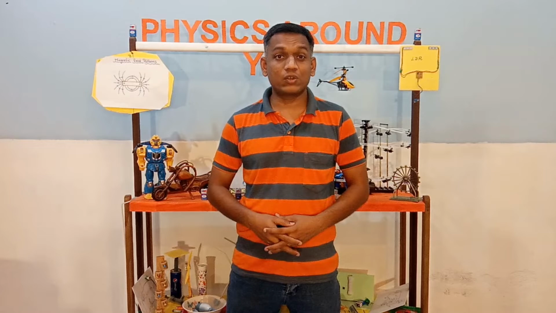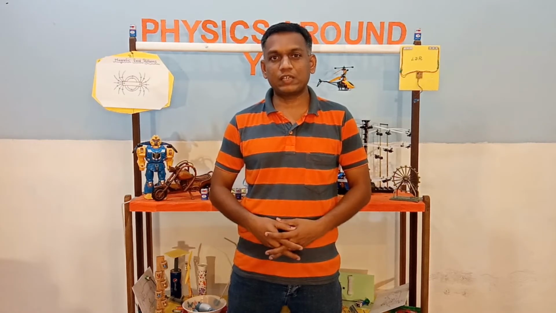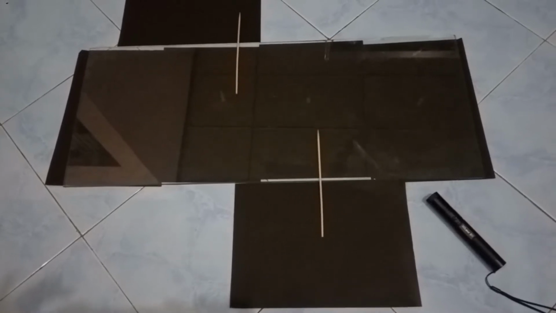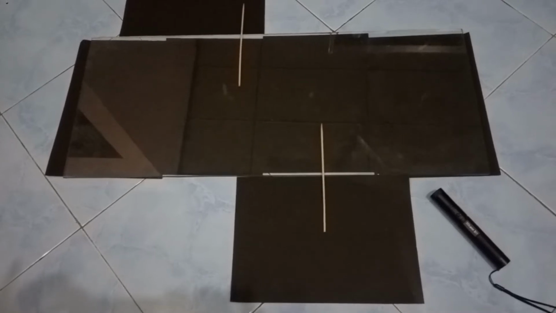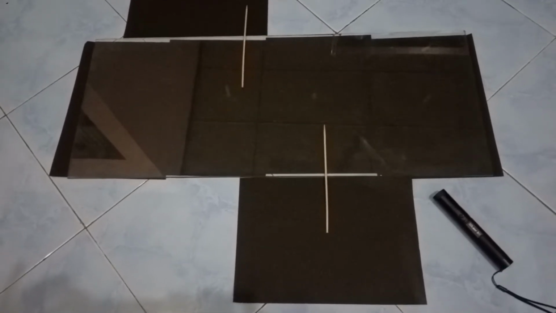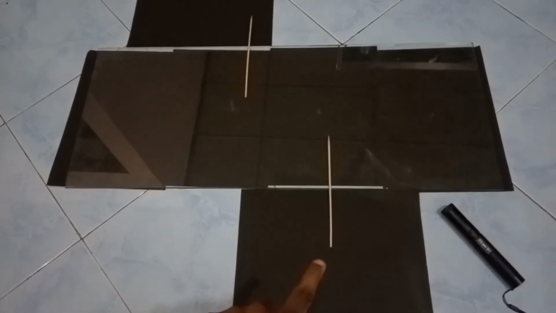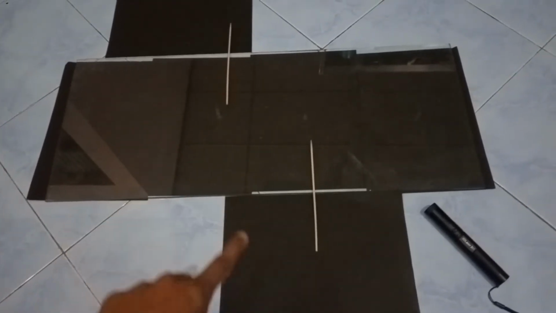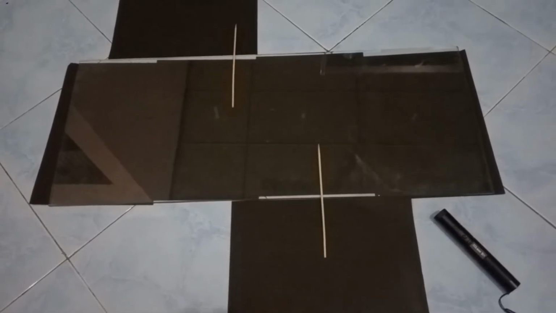In this video, we are going to observe the refraction of light, that is the bending effect of light, using a laser light. Let's start. Here is the setup. I have taken a laser light and I have placed a sheet of glass upon some black paper, and here you can see some barbecue sticks at both sides of this glass sheet. You assume this barbecue stick as a normal.